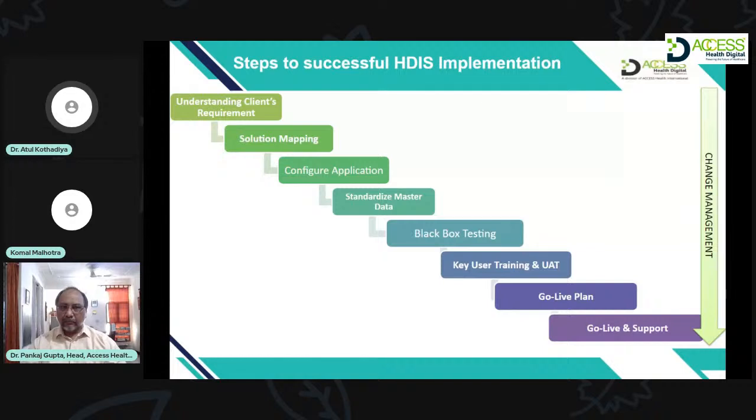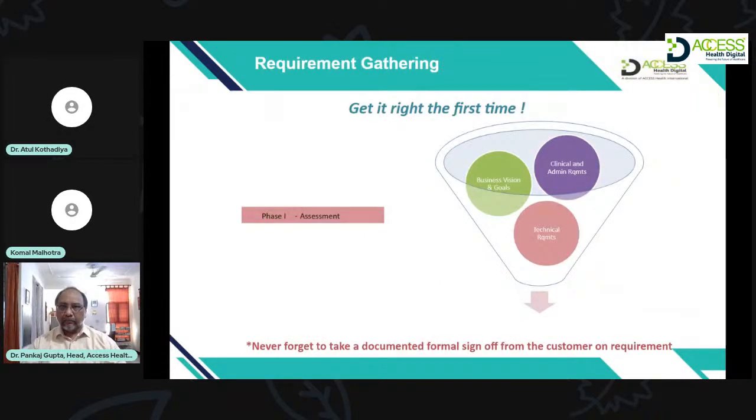We'll move to the next slide. Yeah. So we spoke about different stages like requirement gathering, where you understand the business goals, and depending on all the functionalities you gather the requirements. Now this is again the requirement cycle. Next slide, please.